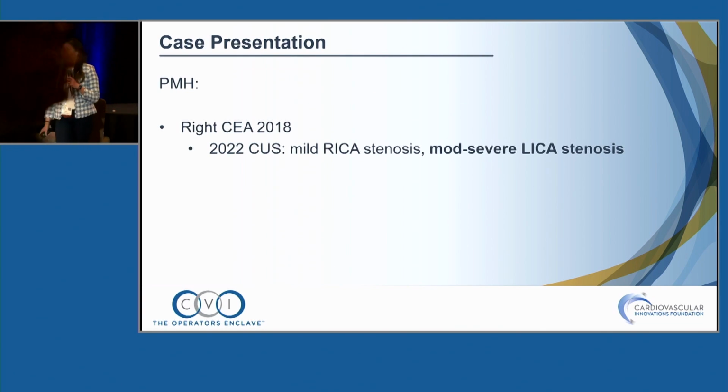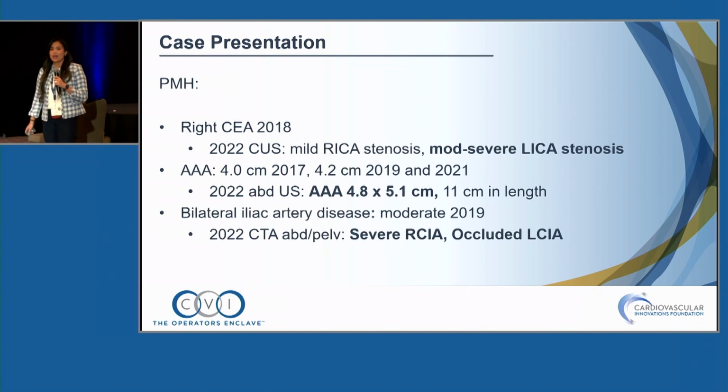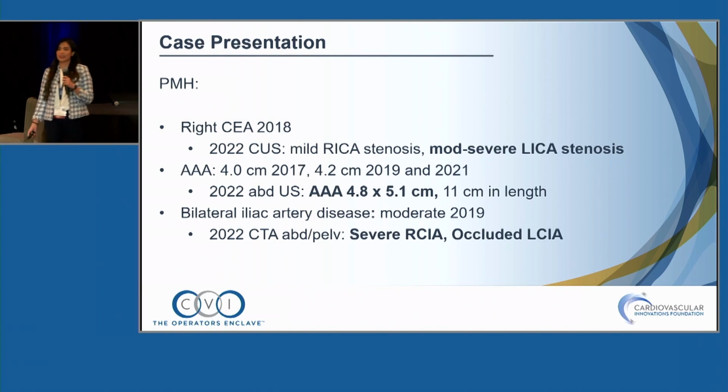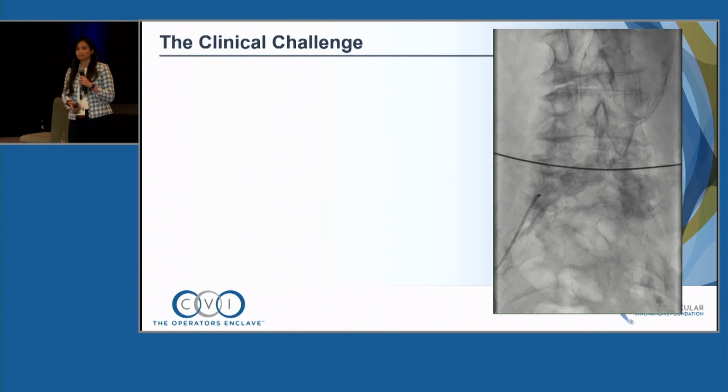In 2018, she had a right carotid endarterectomy, but on most recent carotid ultrasound, she had moderate to severe left internal carotid artery stenosis. She had a 4.0 centimeter AAA back in 2017 that was relatively stable, but had enlarged most recently to 4.8 by 5.1. And she had moderate bilateral iliac artery disease back in 2019, but on most recent CTA abdomen and pelvis, she was found to have severe right common iliac artery disease, as well as an occluded left common iliac artery. To round that out, she was a former smoker, COPD, on home oxygen.